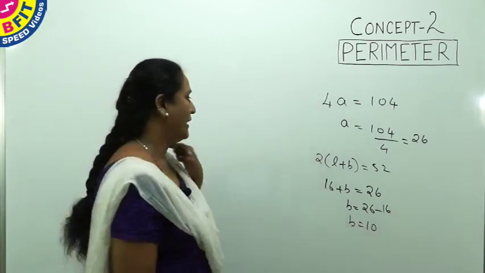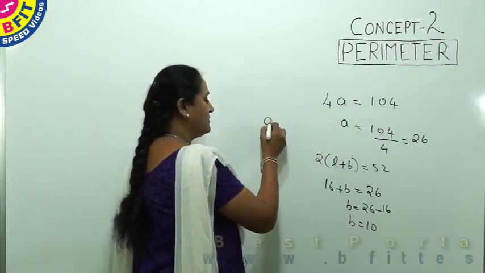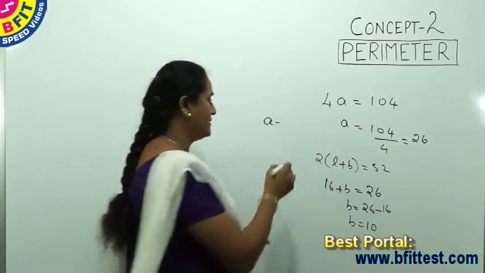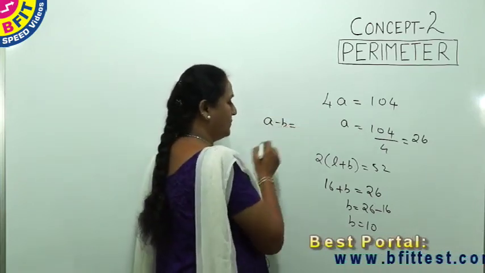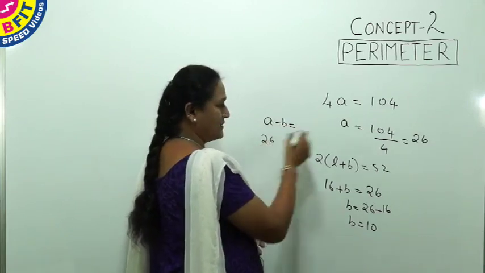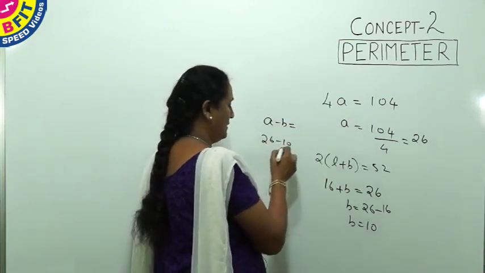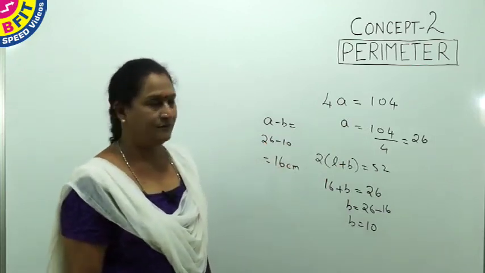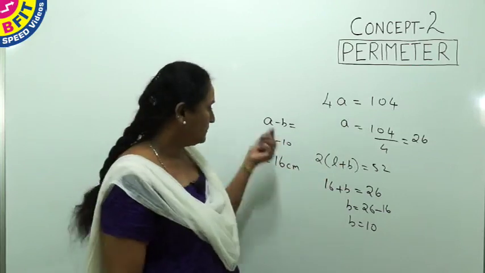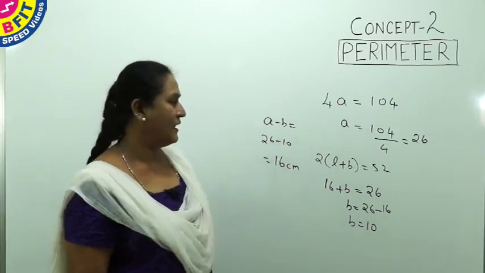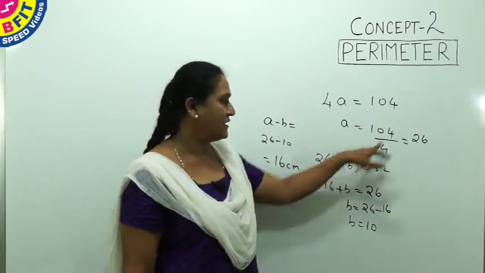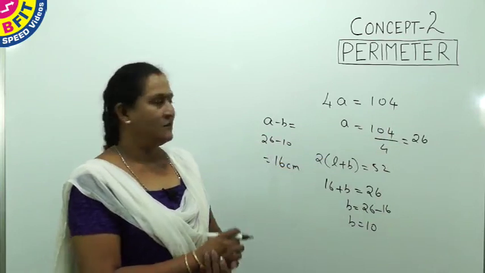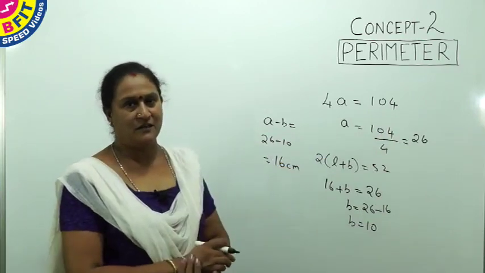Now we are asked to find the difference between the side of the square and the breadth of the rectangle. What is the required answer? A minus B, where 26 is the side of the square and the breadth is 10. Subtracting, 16 centimeter is the required answer. So finding the breadth and the side of the square and subtracting, we have got 16 as the answer. The required answer is 16 centimeter.